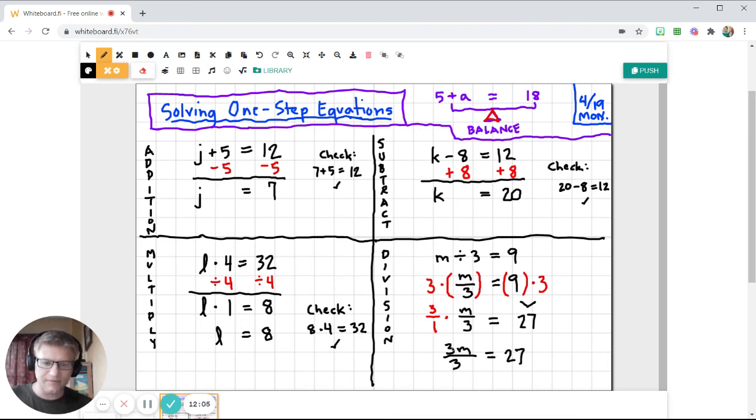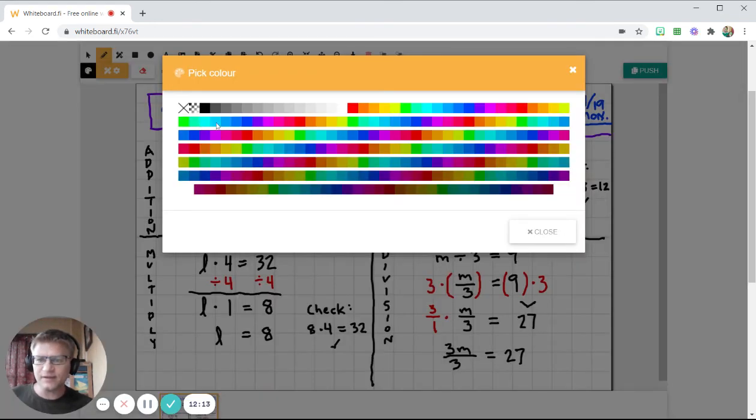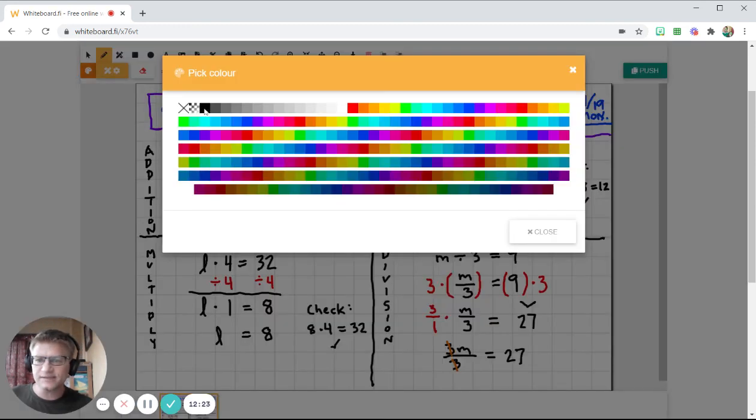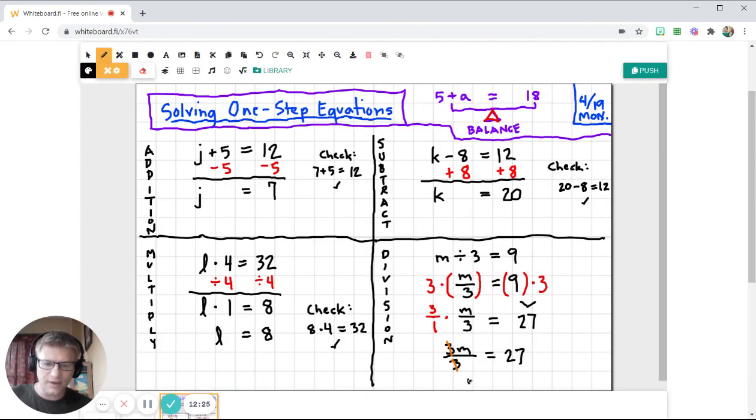What is 3m divided by 3? Well, that would be m. 3 divided by 3 is 1. So these cancel out basically. So those two 3s, here, let's make orange, these just kind of cancel out. The 3 and the 3 cancel each other out because 3 divided by 3 gives me 1. So what I'm left with is just m equals 27, right?